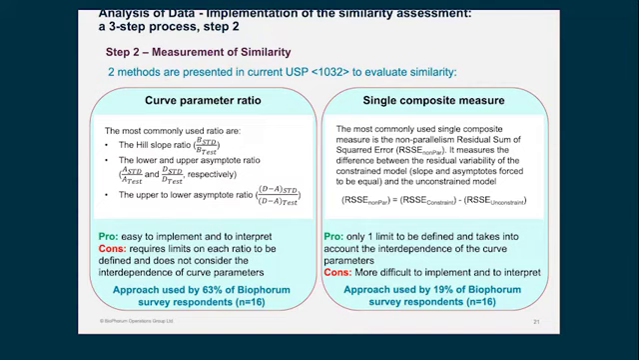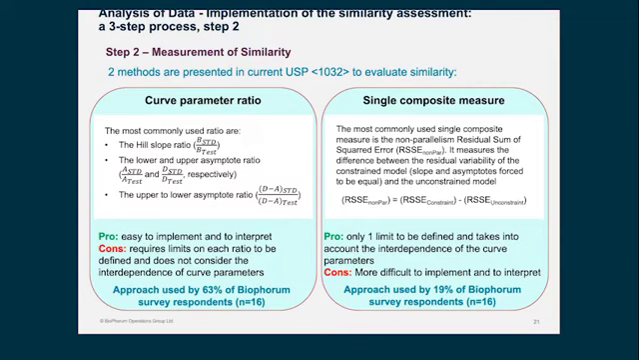The main advantage of looking only at one single composite measure is that you only have to define one limit on that measure. The drawback of that approach is that it's more difficult to implement and to interpret. One example of a single composite measure is the residual sum of squares approach.